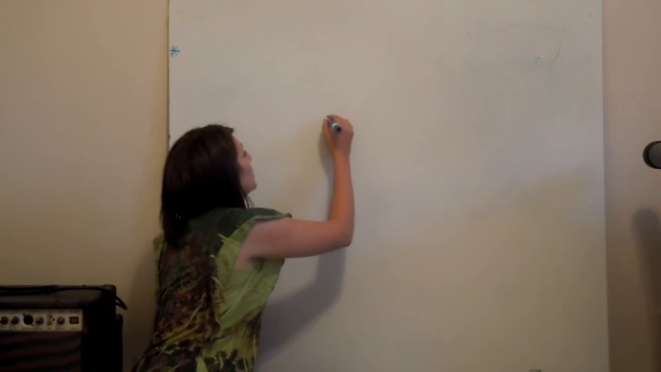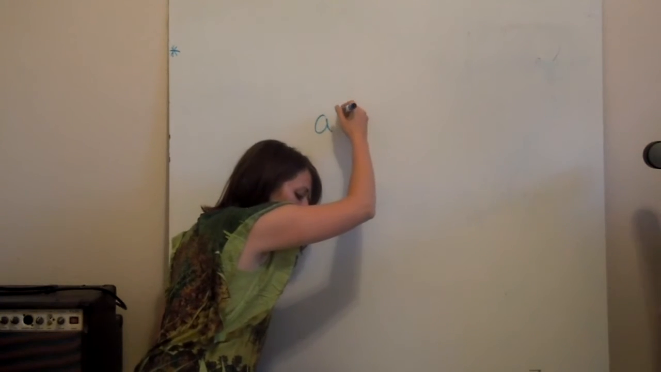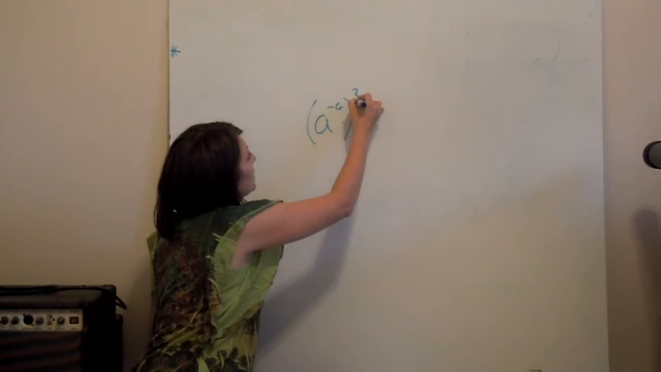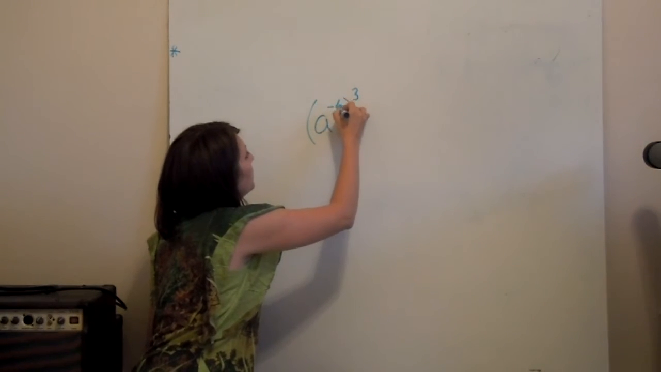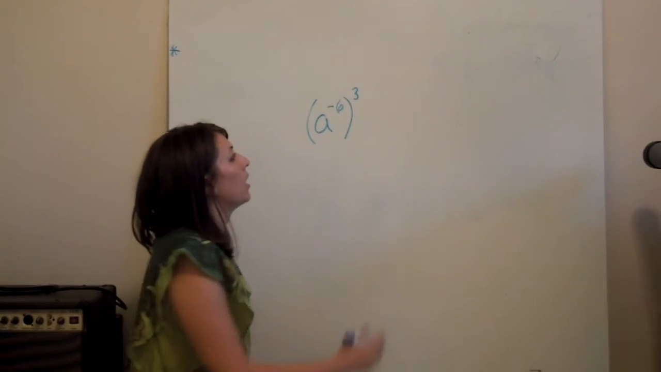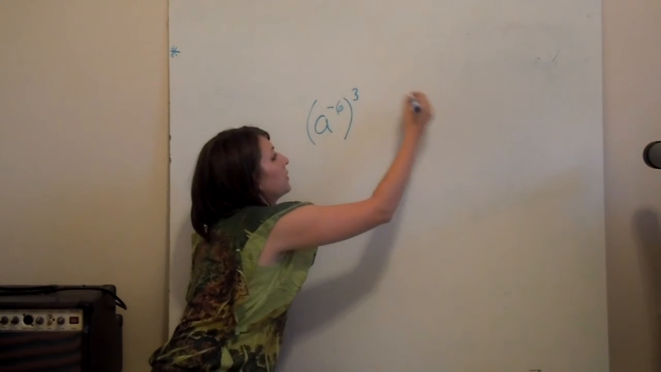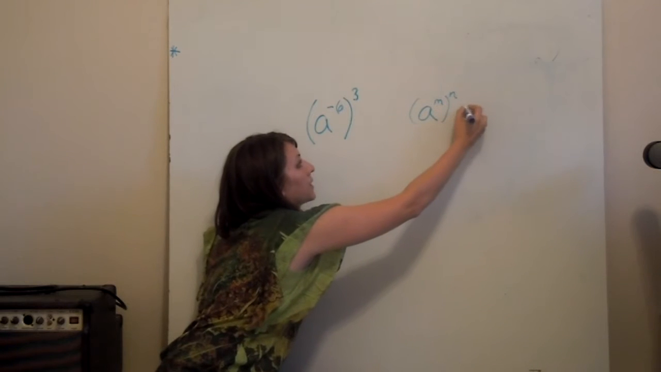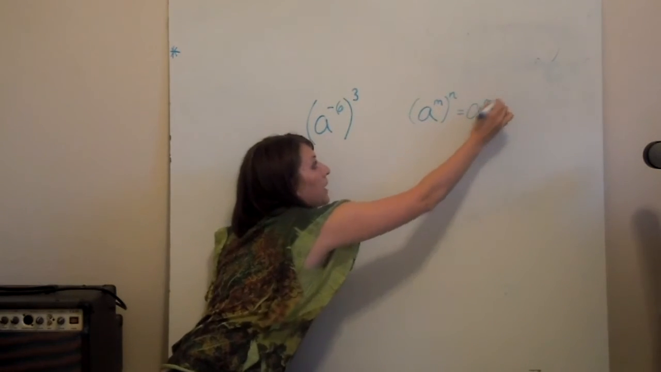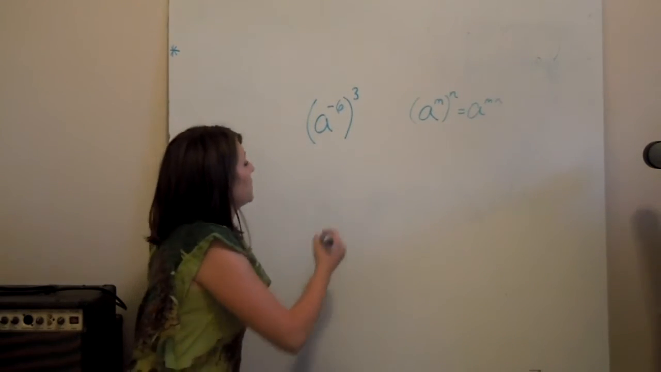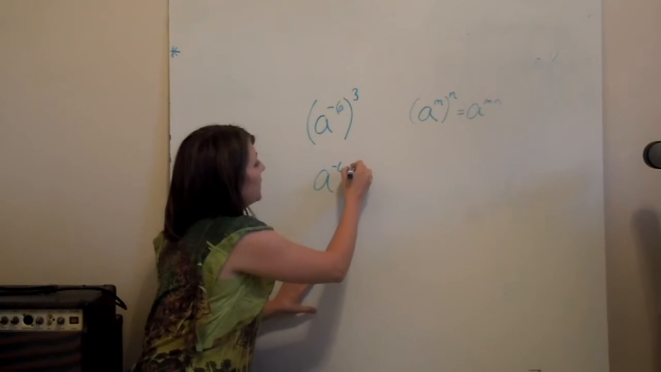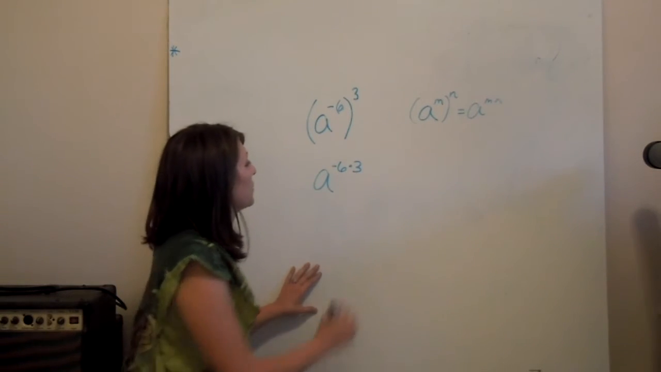Power-to-power rule. This would be number 27. a to the negative 6th power, raised to the 3rd power. I'll write that a little bigger for you. Okay? So our power-to-power rule was that if we have an exponent raised to another exponent, we multiply our exponents together to get a simplified answer. So we take a, and we multiply together negative 6 and a positive 3.